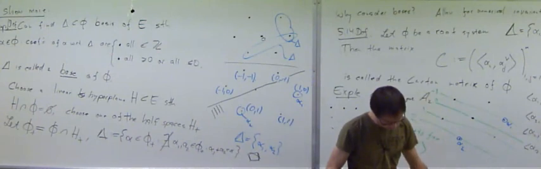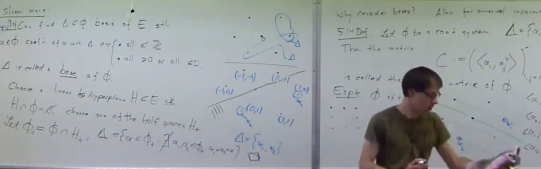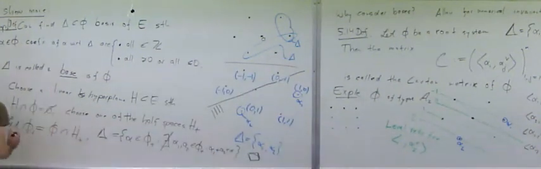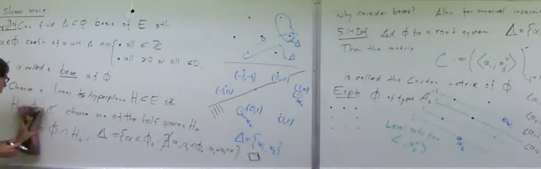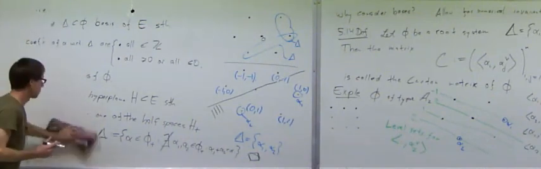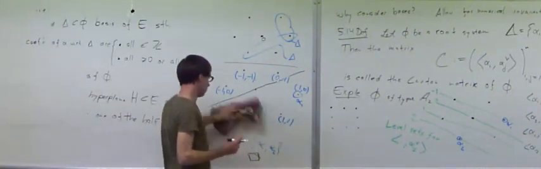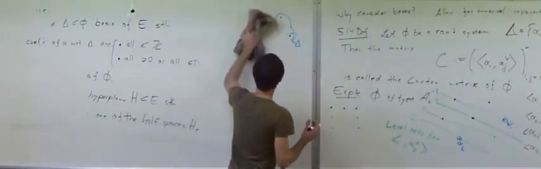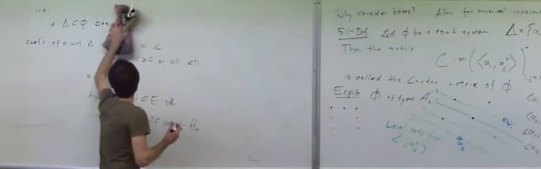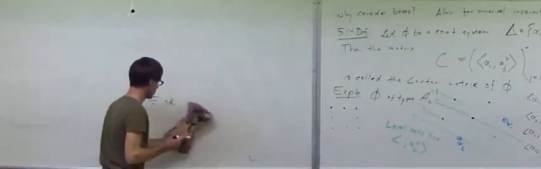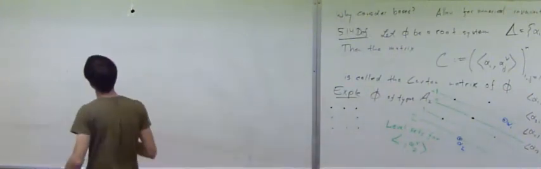This is how we defined the Cartesian matrix. And it's somewhat useful to represent these Cartesian matrices in a graphical notation, just to have an easier overview. And these are the so-called Dynkin diagrams.